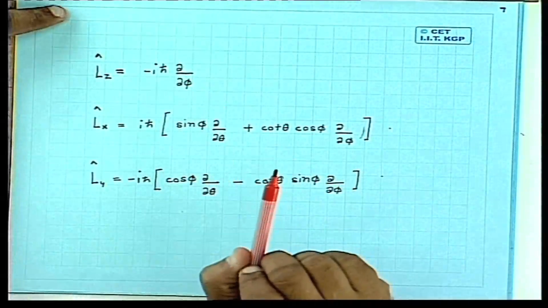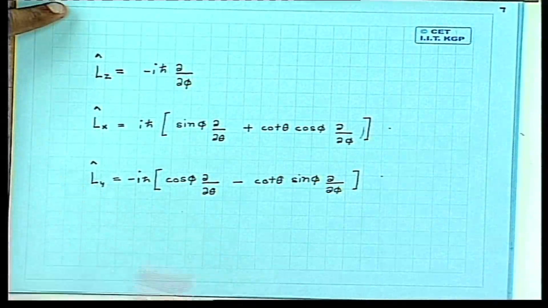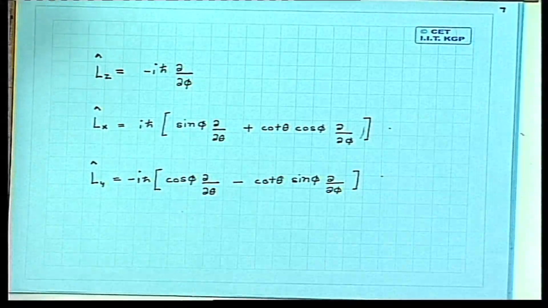In the last class, we were working out the various components of the angular momentum in a spherical polar coordinate system. I had explicitly worked out what Lz was, and Lz turned out to be minus i h cross del by del phi. I had asked you to also work out what Lx and Ly are in a spherical polar coordinate system.